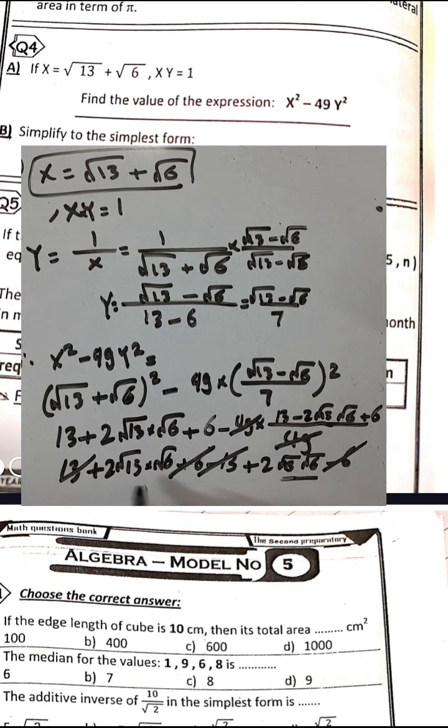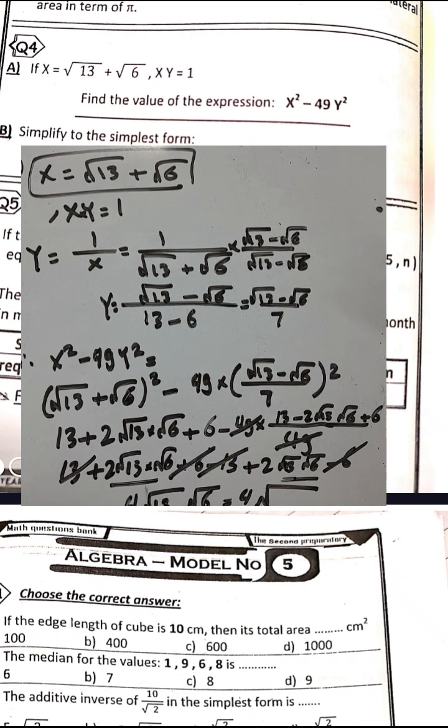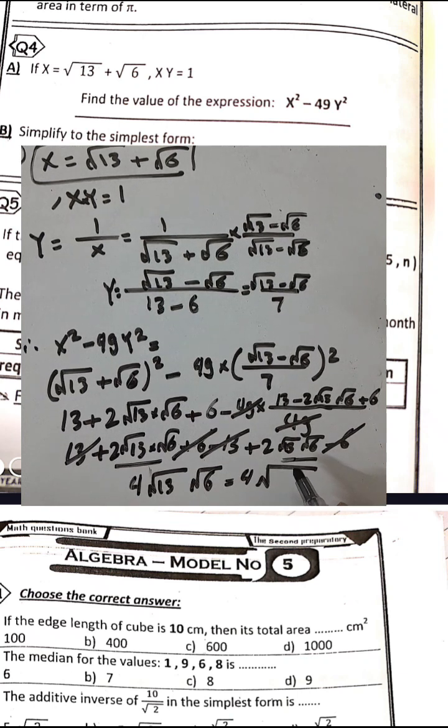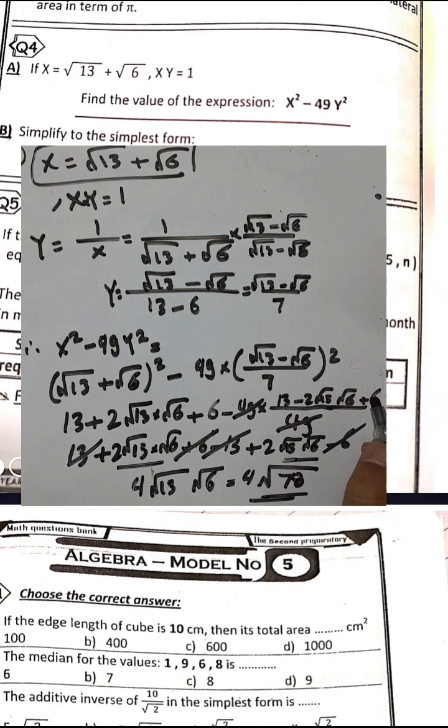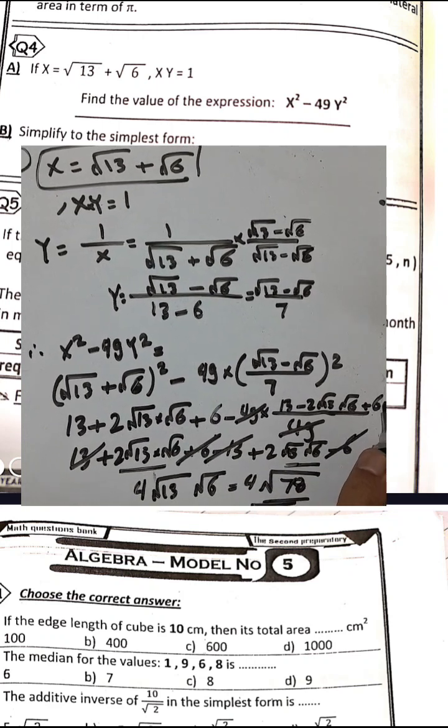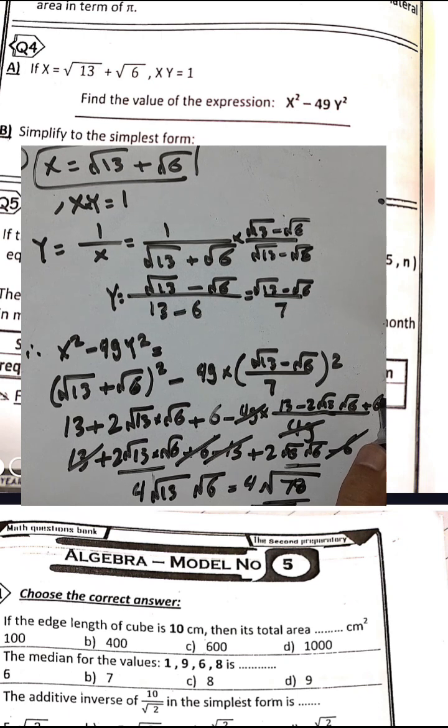Then you add them. The result will be 4 root 13 product by root 6. The result will be 4 root of 6 times 13. 3 times 6 equal 18, 8 and carry 1. 1 times 6 equals 6 plus 1 equals 7. The result will be 4 root 78. Okay, understood.